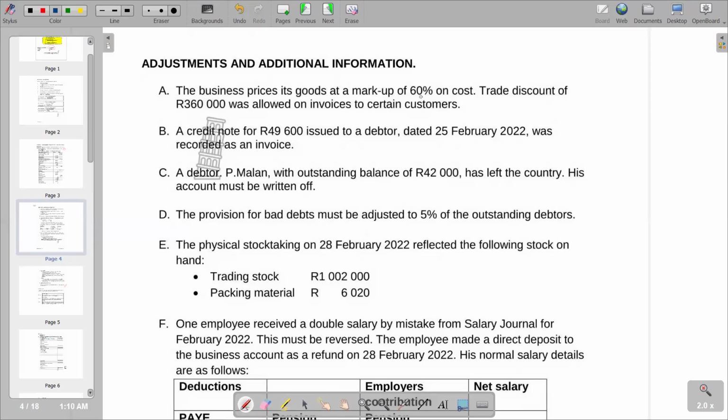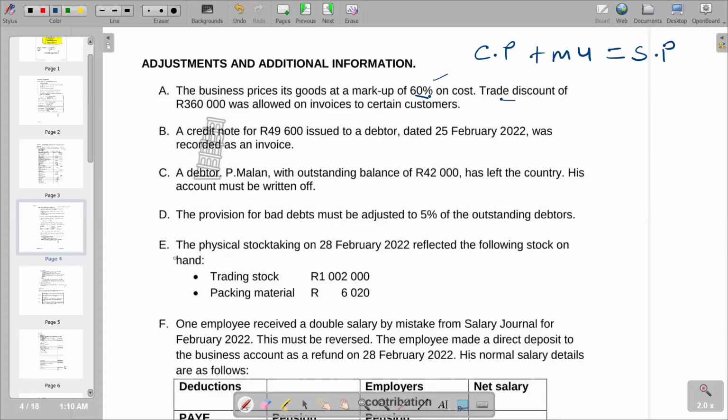information A, you have 60%. Remember, we are supposed to say cost plus markup gives selling price. So this is the formula we have in terms of finding the selling price involving our markup. We're given the markup of 60%, and obviously this becomes our hint. But we are told that there was a trade discount. Remember, trade discount is not shown in the books of accounts, because it is removed from the total amount and we do not see it in the books.